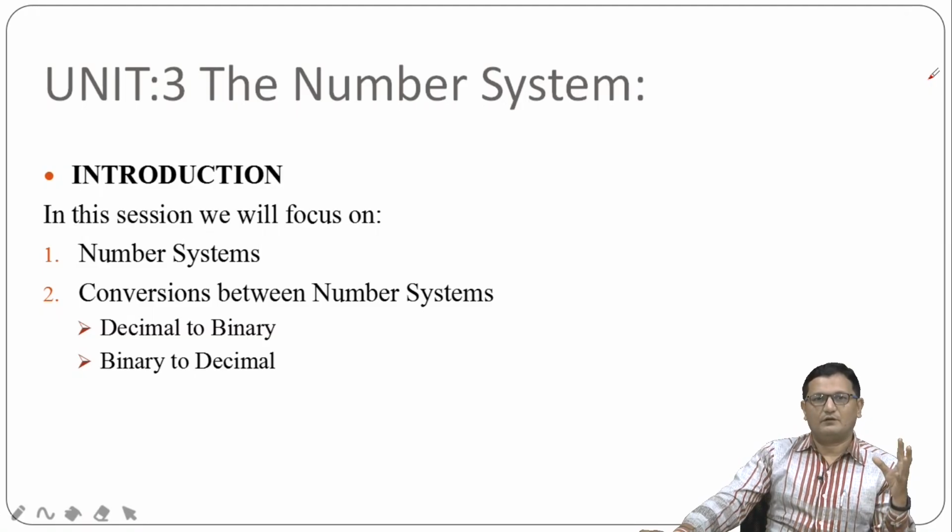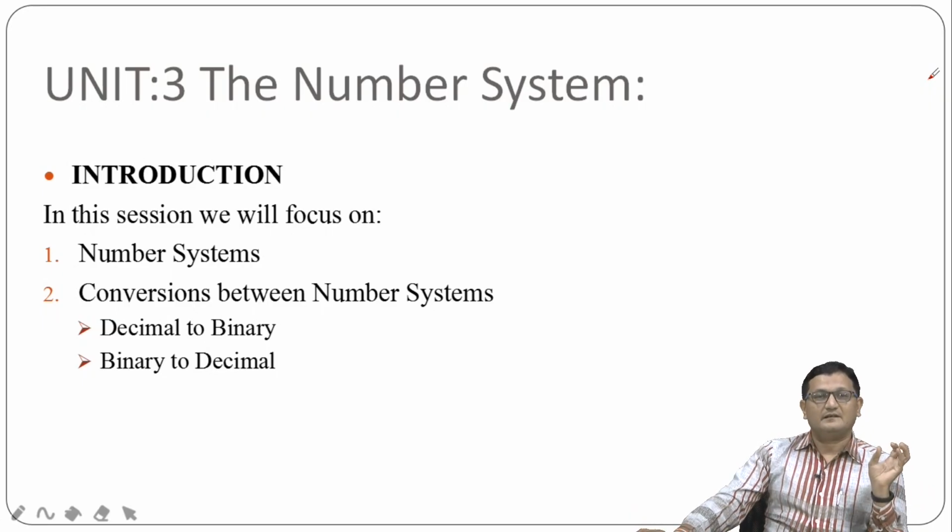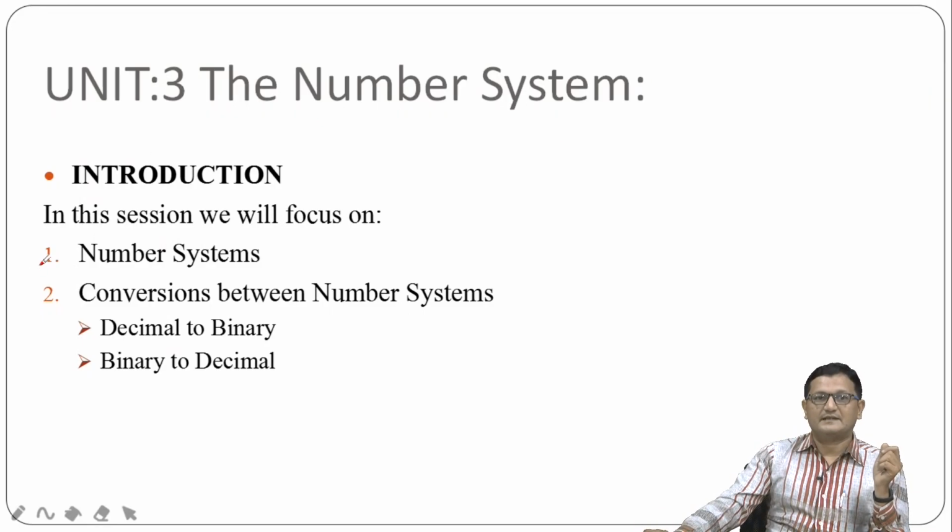Similarly, binary is not the only numbering system. There are 4 numbering systems, right? So first of all, we will try to understand what these 4 different types of numbering systems are, and then we will see how we can convert a number or data from one numbering system to another. Basically in this session, we will focus on what the number system is, and then we will discuss 2 different number systems, the decimal number system and the binary number system, and we will see how we can convert a decimal number into binary and a binary number into decimal, right?